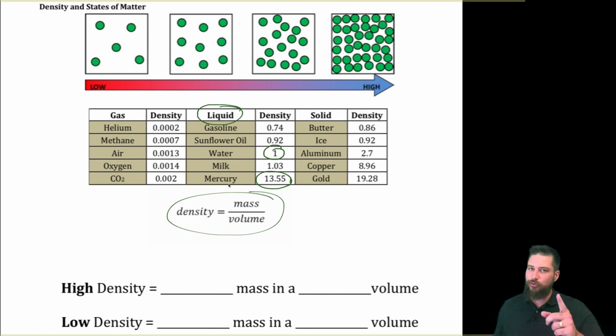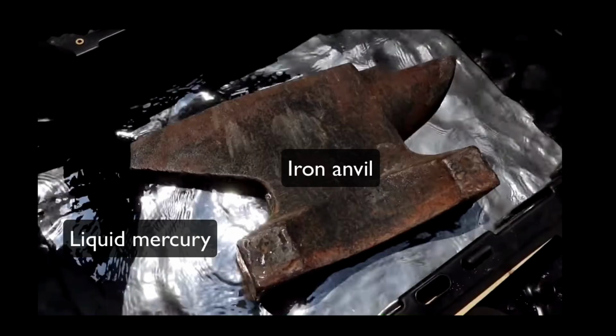Just an interesting fact: if you were to take a piece of copper, let's say, or a piece of aluminum and put it inside of mercury, notice how the density is less than mercury, so it actually would float. If you put a piece of copper in mercury, it would float. In fact, if you put an anvil, which is made of iron, inside of mercury, it would float.